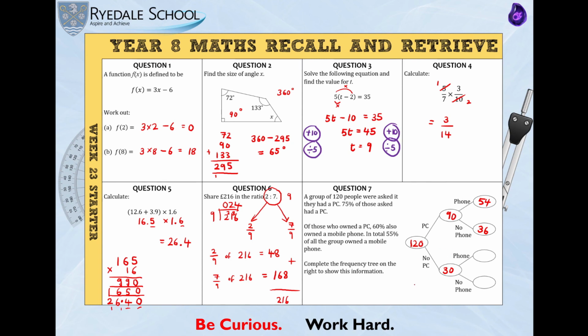Right, a little bit trickier here. So we've got 55% of 120. Well, I know that 50% is 60 and 5% is 6. So 66 people own a mobile phone, of which there are already 54 of them here. So I need an additional 12 people owning a phone, which means no phone. Remember, these have to add up to 30, must be 18.